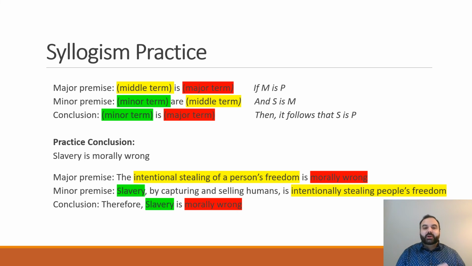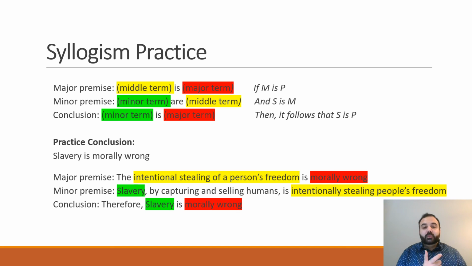Let's put together our major premise: middle term and major term. The intentional stealing of a person's freedom is morally wrong. That is true. When you steal a person's freedom, that is morally wrong. It's a good statement. Minor premise: put the minor term and the middle term together. Slavery, the act of capturing and selling humans, is intentionally stealing people's freedom. It's a good statement. We're defining what slavery is and connecting it to what is morally wrong. Therefore, slavery is morally wrong.